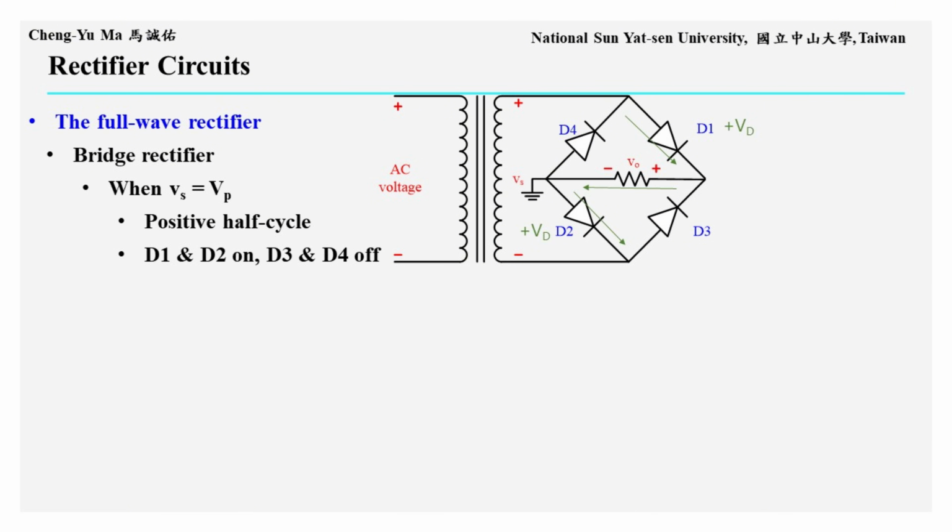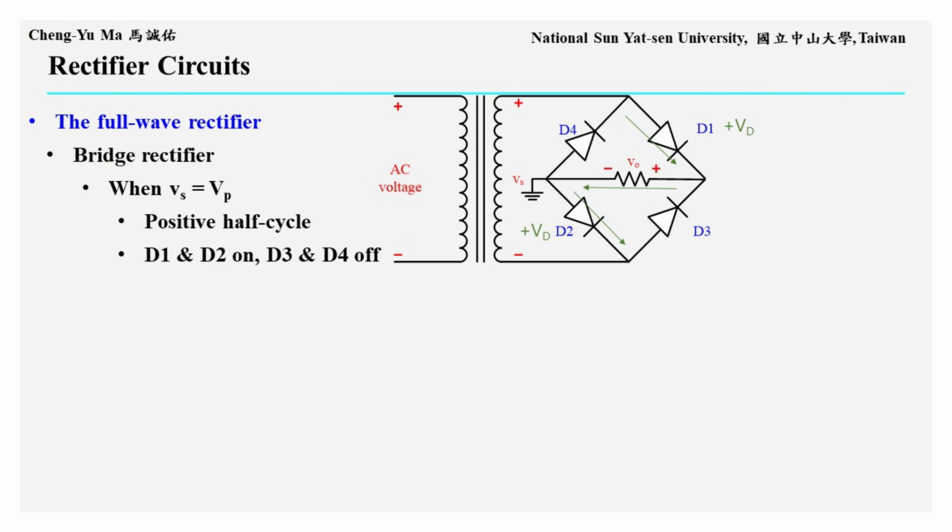When the AC input Vs is in the positive half cycle, take Vs equal to Vp as an example. The anode of D1 and the cathode of D4 are at a high potential. Therefore, D1 turns on and D4 turns off. After the current passes through D1, it reaches the cathode of D3, so D3 is reverse biased and remains off. The current then flows through the resistor, reaches the anode of D2, and turns on D2 before returning to the low potential side of Vs. Therefore, during the positive half cycle, the conducting path is D1, the resistor, and D2.